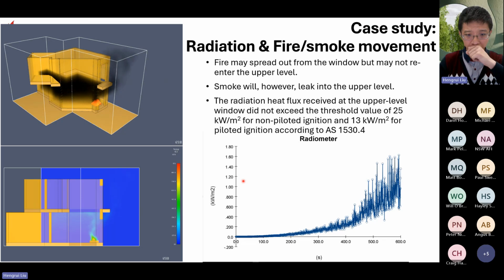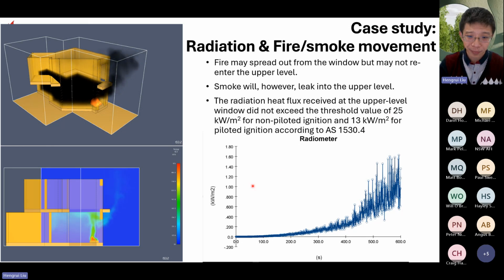So you can see the conclusion first: within 10 minutes, the radiation didn't reach an unacceptable level of 13 kilowatt per meter squared or 25 kilowatt per meter squared. It's actually below 2 kilowatt per meter squared. So we think, okay, this is not a bad scenario, and we can say the upper level is safe.